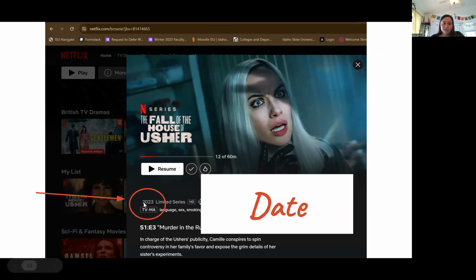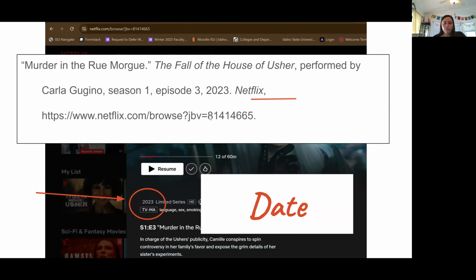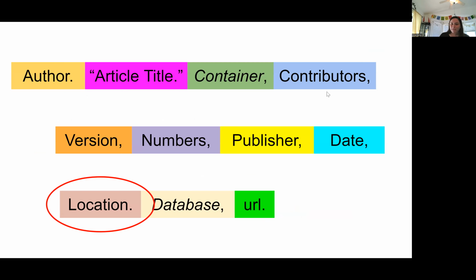Netflix is really good about telling us when things were published or when they were released, in the case of an episode. So you can find that here. It's episode 3, comma, 2023, period. And then the next piece I'll explain here in just a minute.